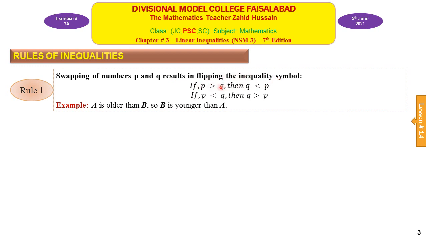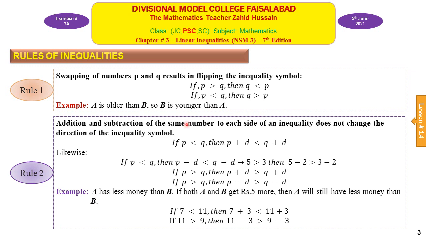That is, if P is greater than Q and you swap these two numbers, replace the places of these two numbers, then you will have to flip the inequality sign. If P is greater than Q, then Q is less than P. If P is less than Q, then swapping the numbers, the inequality sign will be reversed. If P is less than Q, then Q is greater than P. This is an example. If A is older than B, then of course B is younger than A. If 5 is greater than 3, then 3 is less than 5.